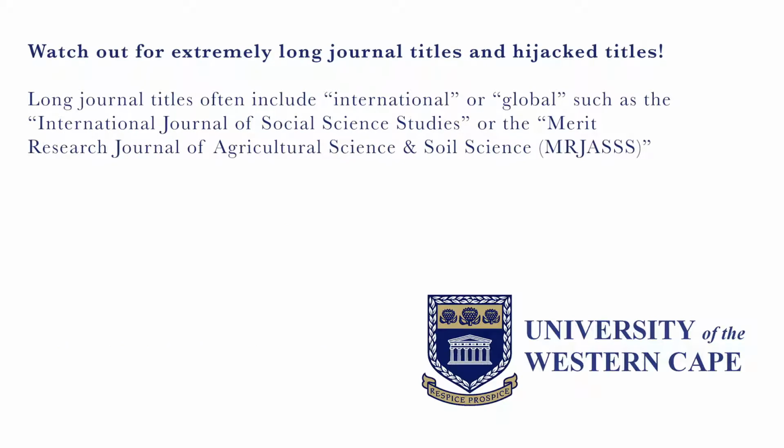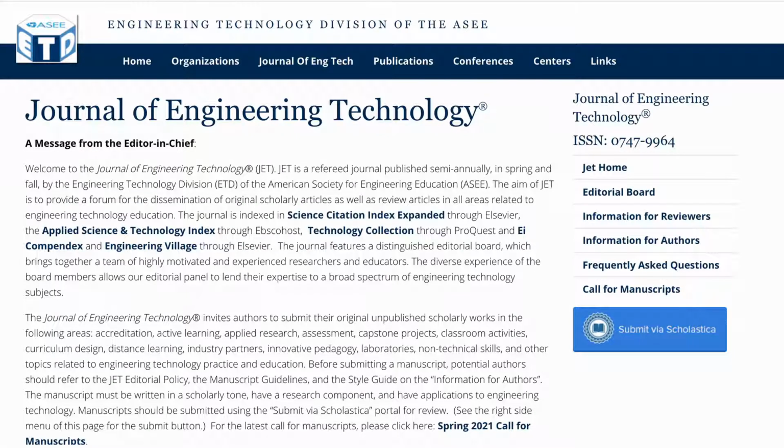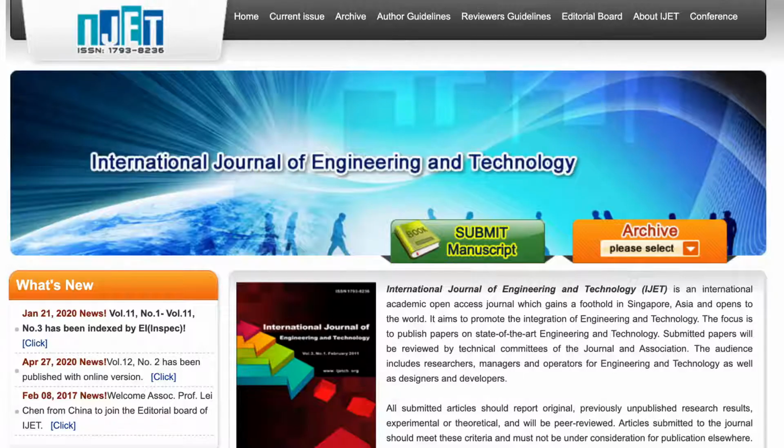Among other strategies used by predatory publications to encourage article submissions are long journal titles and hijacked journal titles. Long journal titles often include words like international or global, and their titles are a real mouthful. An example is the Merit Research Journal of Agricultural Science and Soil Science, acronym MRJASSS. Legitimate academic journals can also be hijacked, where predatory journals select a name that closely matches an established journal. One example is the Journal of Engineering Technology, acronym JET, an established journal, versus the International Journal of Engineering and Technology, acronym IJET.